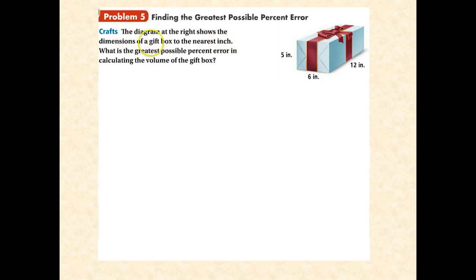So this diagram shows the dimensions of a gift box to the nearest inch. What is the greatest possible percent error in calculating the volume of the gift box? So we're not just talking about what's the most error, we're talking about the most percent error. So we're combining some different skills here. So what is the measured volume? Length times width times height. 12 times 6 times 5 is 360. So 360 cubic inches.